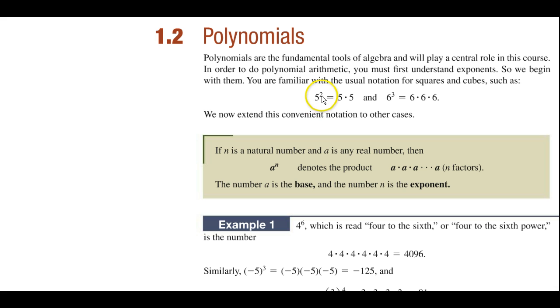So 5 squared, or 5 to the second power, means this. 6 cubed, or 6 to the third power, means this. And generally we write it in this form. A is our base, and the n is the exponent.